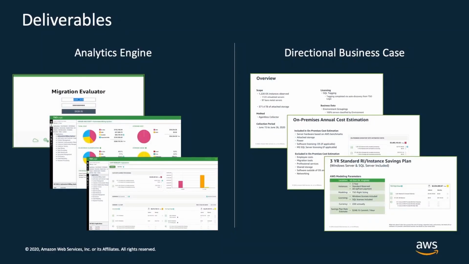The second deliverable for a Migration Evaluator assessment is the Directional business case, which is designed to support your decision to go ahead with the migration to AWS. Let's look at an example Directional business case now.